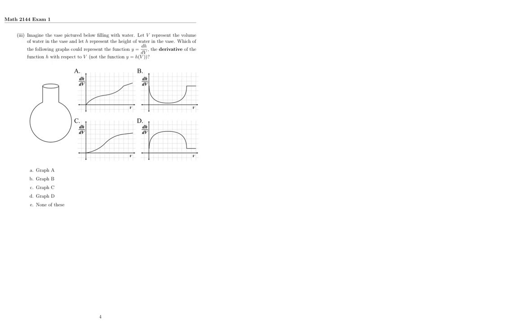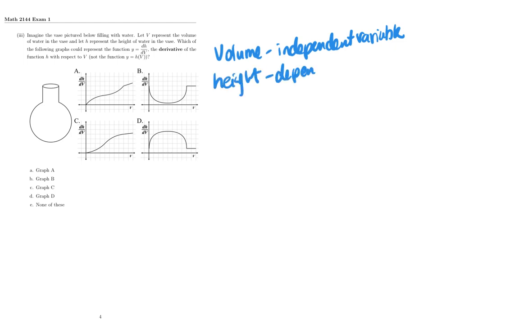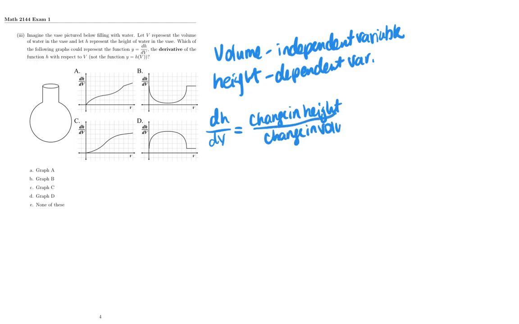Okay, so in this one, volume is my independent variable, and height is my dependent variable. So dH dV would be a change in height over some change in volume.